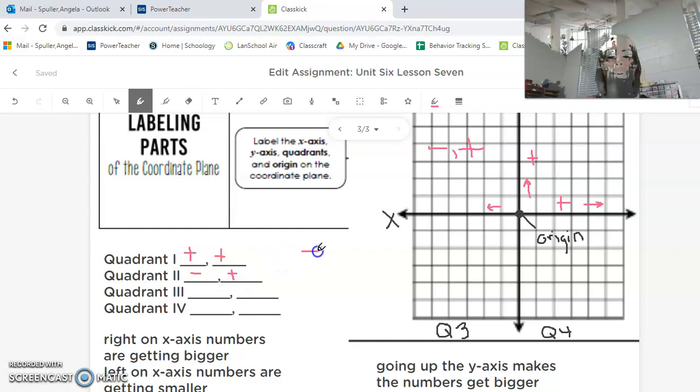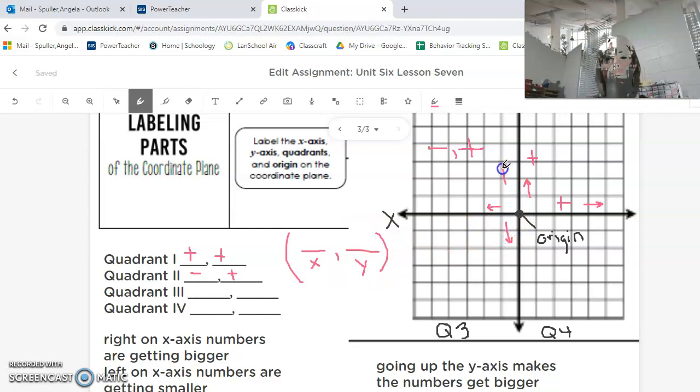And just so you know, I'm going to put this in so you can see it. X always goes on the first line. Y always goes on the second line. And you'll usually see it written like this. Okay?